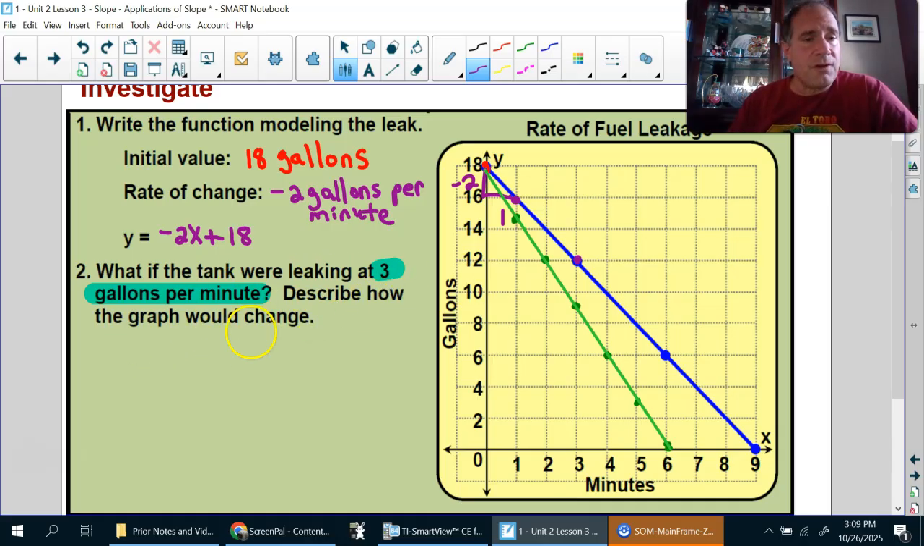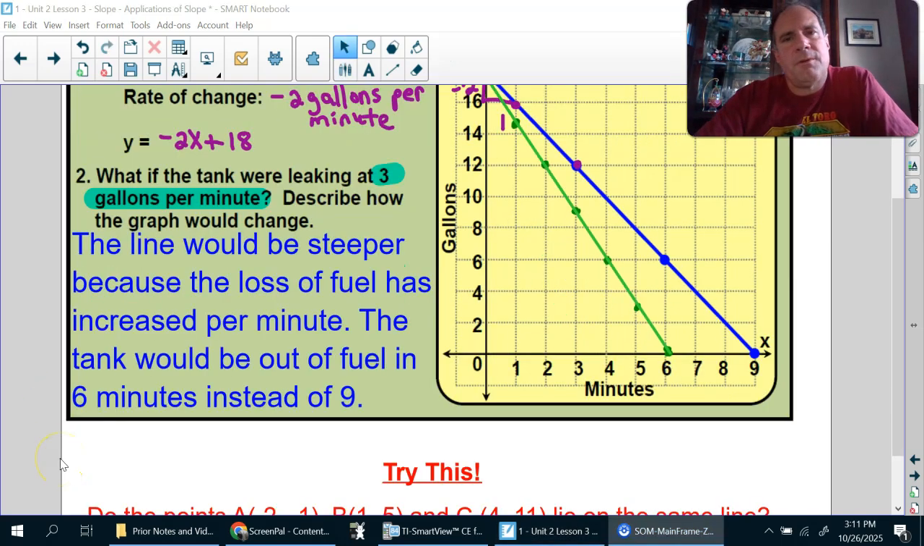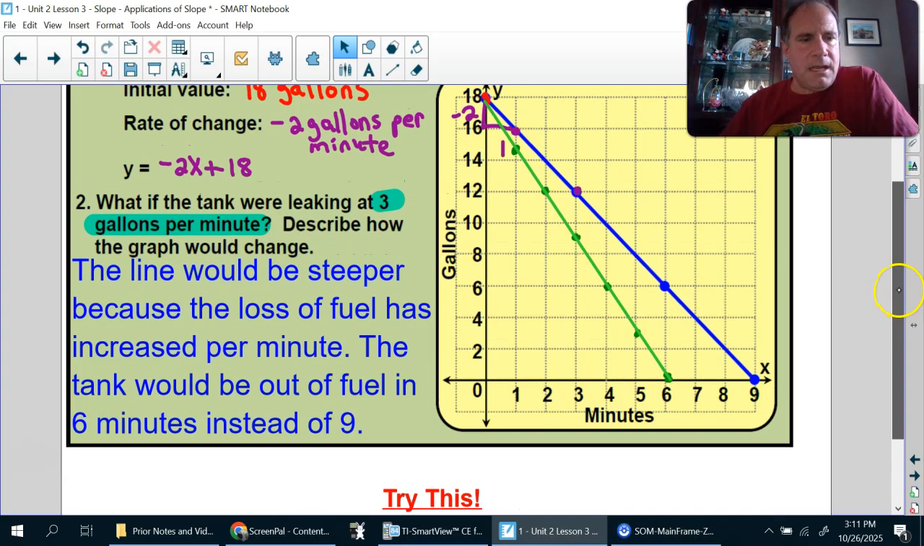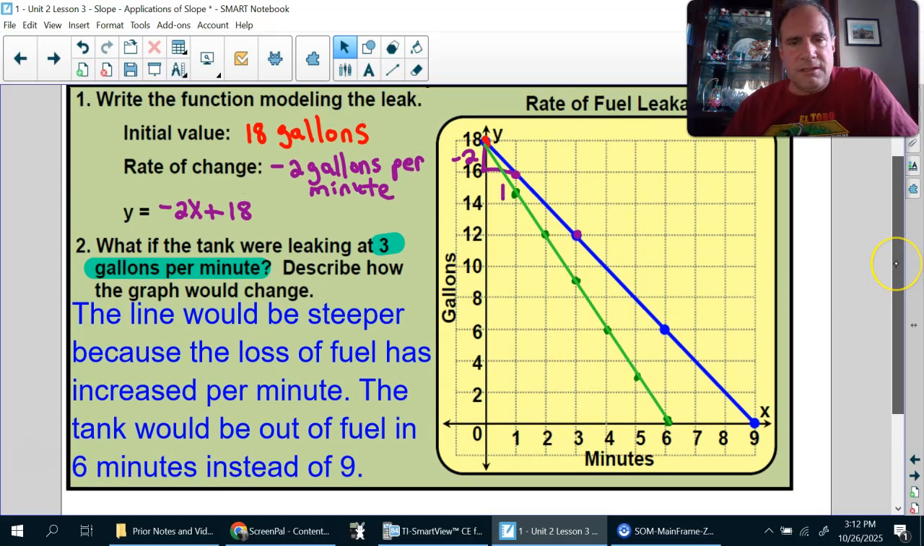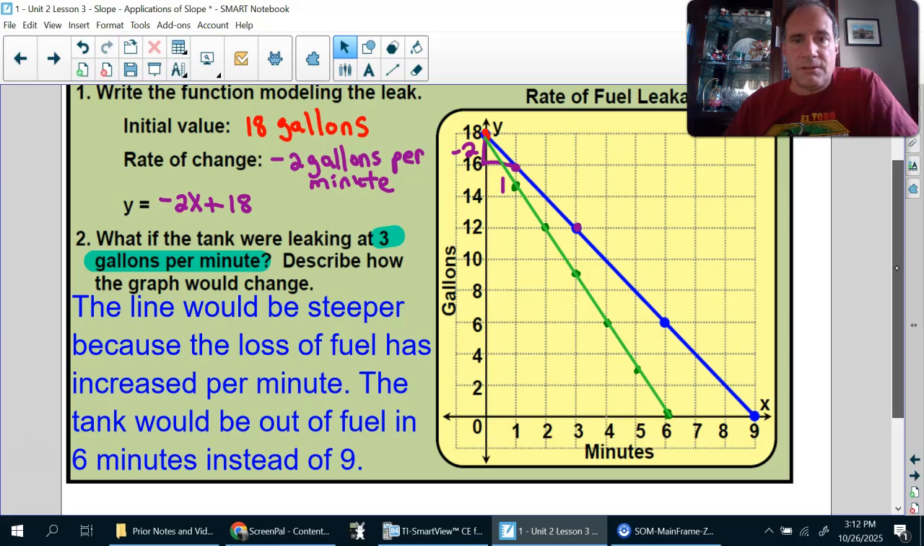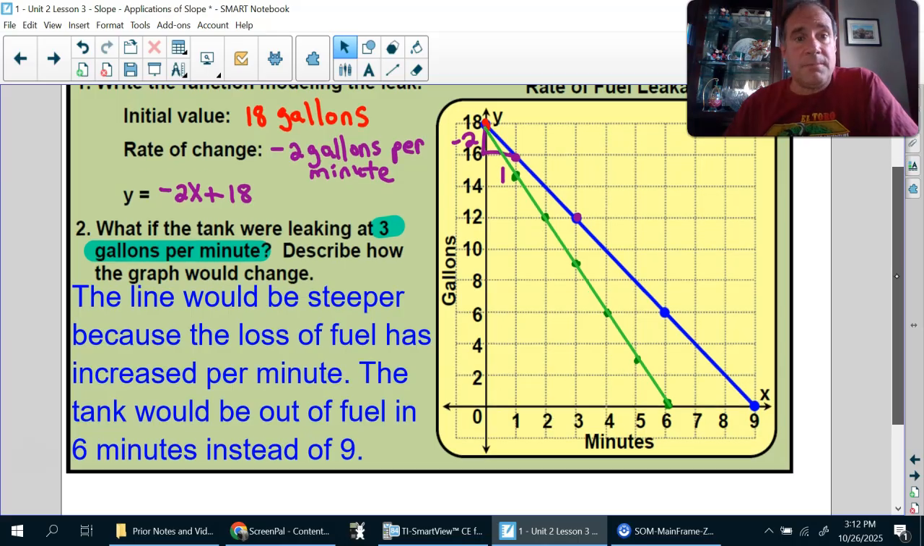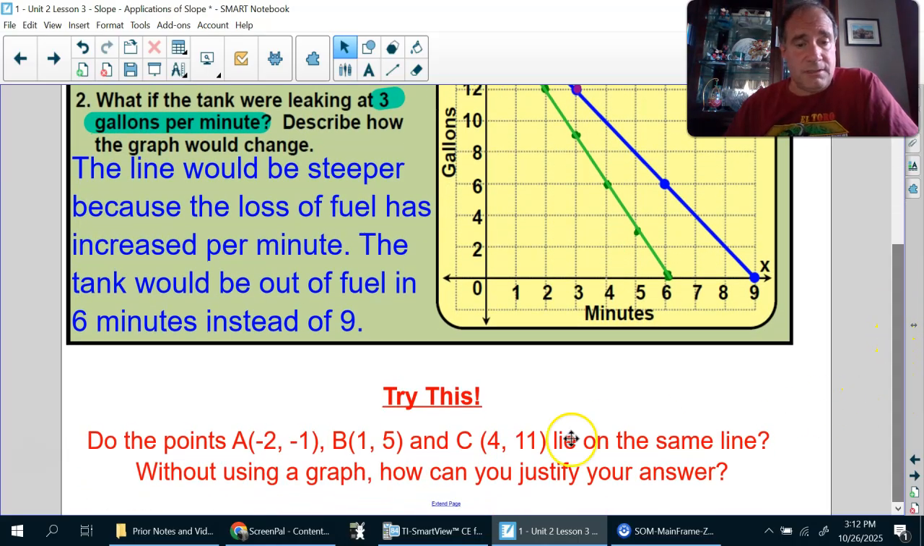With the tank, describe how the graph would change. The line would be steeper, as you could see when I graphed it, because the loss of fuel has increased by a gallon per minute. Now it's leaking at 3 gallons per minute instead of 2, and the tank will be out of fuel at 6 minutes instead of 9. So that is the difference. And you could see that the line is steeper because the slope has increased.